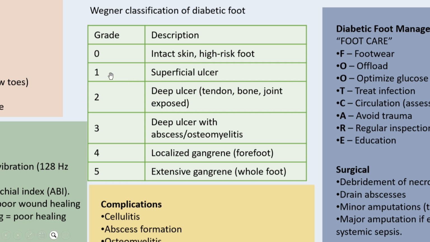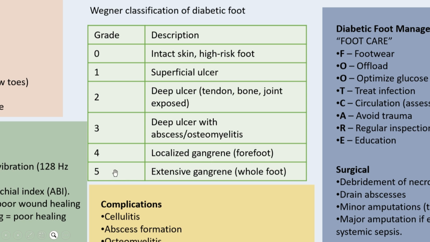Then grade 1 is when we have a superficial ulcer. Grade 2 is when we have a deeper ulcer that exposes the tendon, the bone, or the joint. Then grade 3 is when we have a deeper ulcer with an abscess or osteomyelitis. So in grade 3, the bone is involved, or we have an abscess. Then grade 4, we have localized gangrene of the foot.